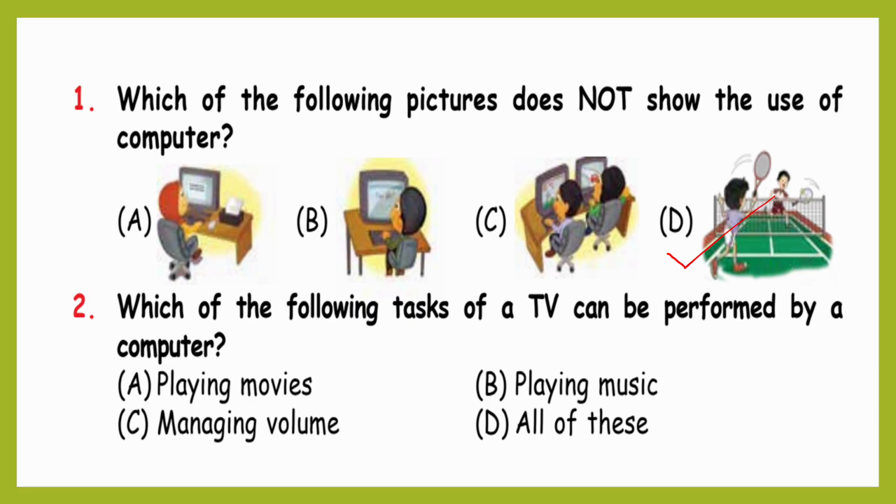Then second one, which of the following tasks of a TV can be performed by a computer? Option A, playing movies. Option B, playing music. Option C, managing volume. Option D, all of these. So the correct answer is option D, all of these.